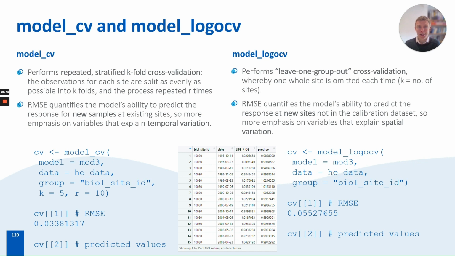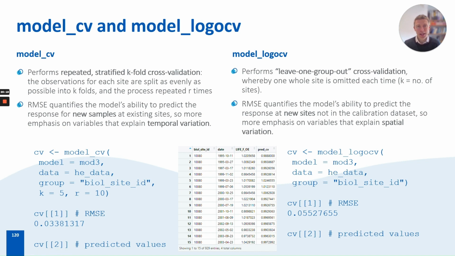Again, you can see on the slide here some example code. It works in a very similar way to the model CV function. We set the model argument to be the full model that's fitted to the complete data set. We also give it the full calibration data set and define the grouping variable that we wish to use. Again, the output is a list containing firstly the RMSE value and secondly a table of cross-validated predictions.